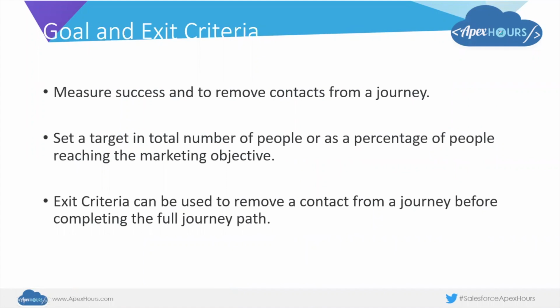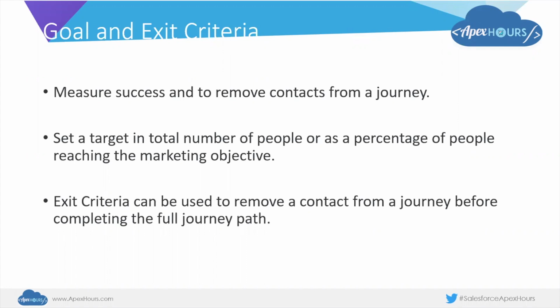Before we create a journey, we would first define what the goal of the journey is, what we want to achieve with that journey or that particular campaign. We can use those goals and exit criteria in the journey builder to measure success and to remove contacts from the journey, whenever they reach the goal or whenever you want them to exit from the journey. You can set these goal and exit criteria.